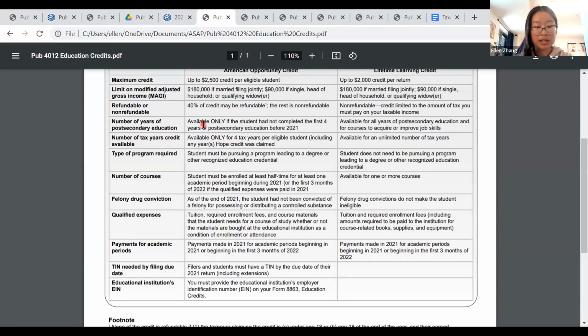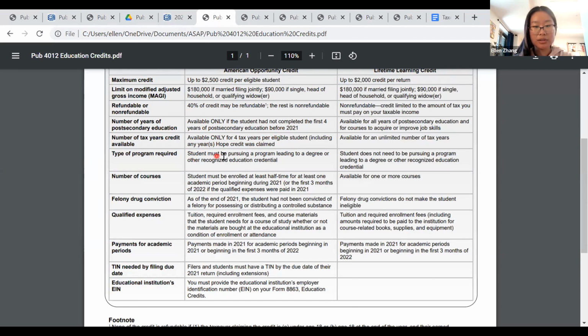So Jenny is a full-time undergraduate student, which suggests that she has not completed the first 4 years of post-secondary education. And because of that, the American Opportunity Credit has not been claimed for her 4 times yet, because she has not graduated or gotten any sort of undergraduate degree yet. So these 2 requirements are out of the way.